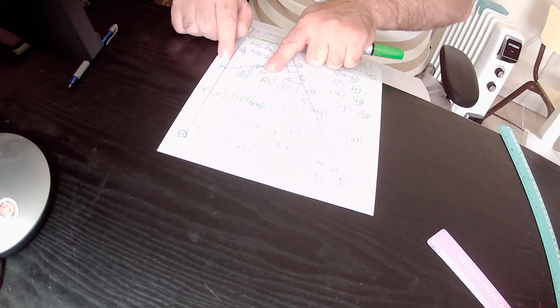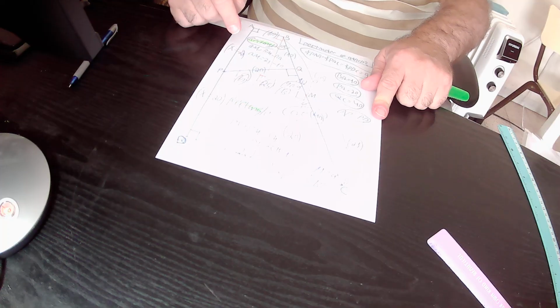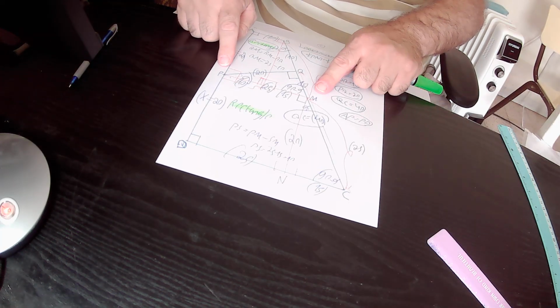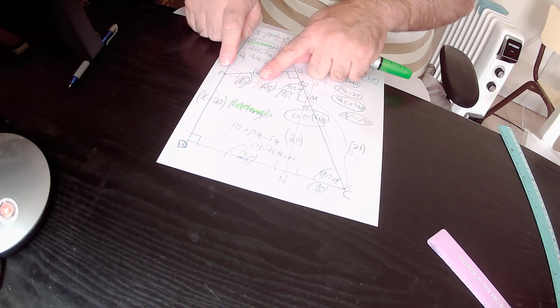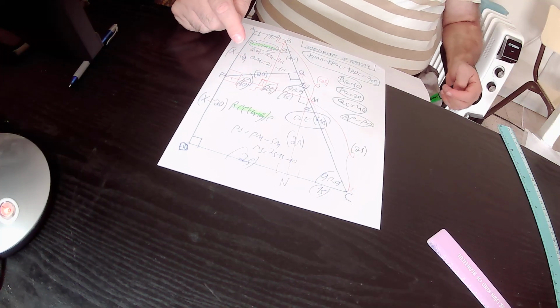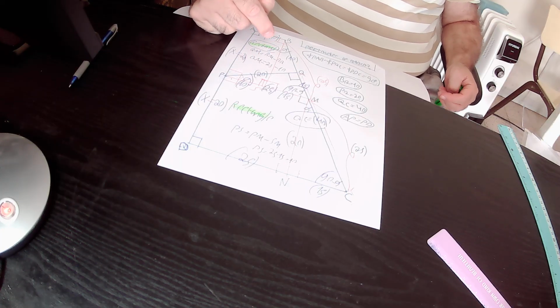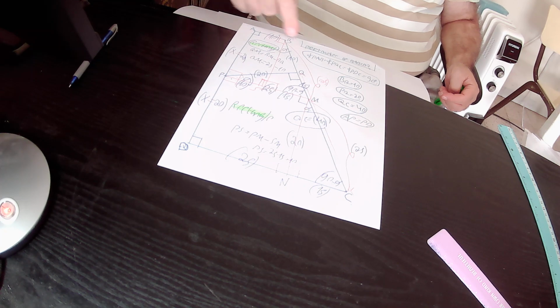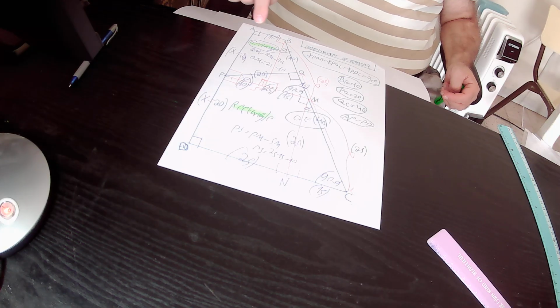So in total, PS must be equal to PM minus SM. PM is 25, SM is 15, so 25 minus 15 is 10. So PS in total must be equal to 10 units in its length. In this rectangle ABSP, the opposite sides must be equal to each other. That is to say, side PS must be equal to the opposite side AB, but PS is 10, therefore the opposite side AB must also be equal to 10 units in its length. So we found out in two different methods that AB must be equal to 10 units in its length.